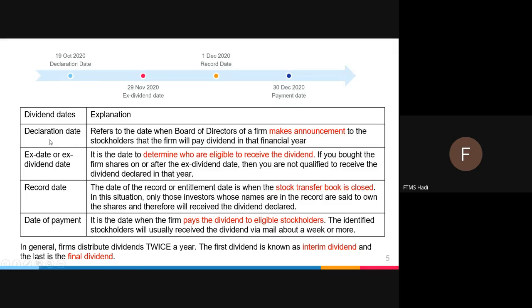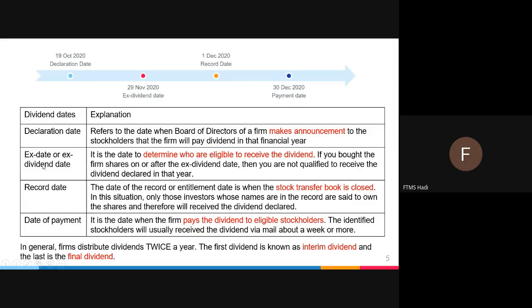Let's have a look at what the declaration date is all about. It refers to the date when the board of directors of a firm makes an announcement to the stockholders that the firm will pay a dividend for the financial year. That means the company will make a huge announcement to major shareholders and minor shareholders: we are from RHB company, we are gladly informing you that this year we will have a dividend. Something like that in the newspaper or also Bursa Malaysia.